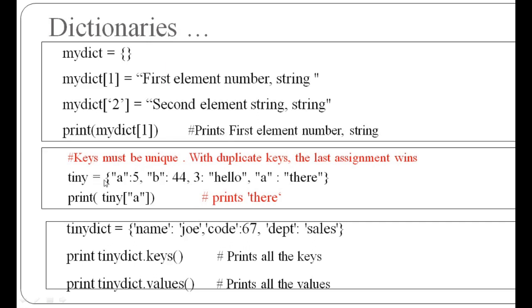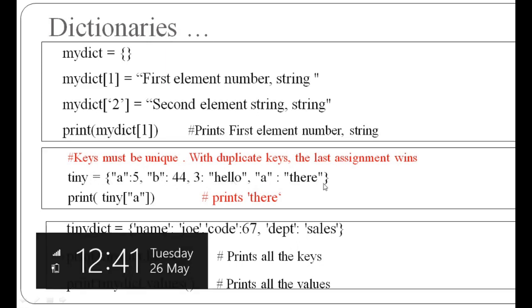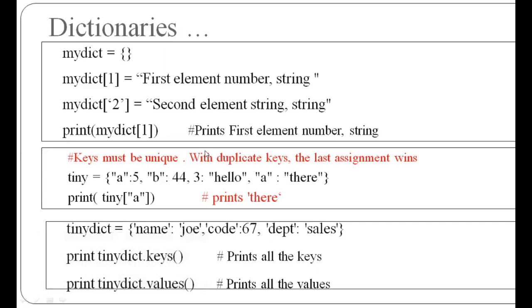Here you can see that I have a dictionary. This is the key and this is the value. Key, value, key, value, key, value. But here you can see that I have A5 and here also I have A3. When I print this dictionary entry for A, this 5 will not be printed, but instead that 3 will be printed because the last assignment wins.